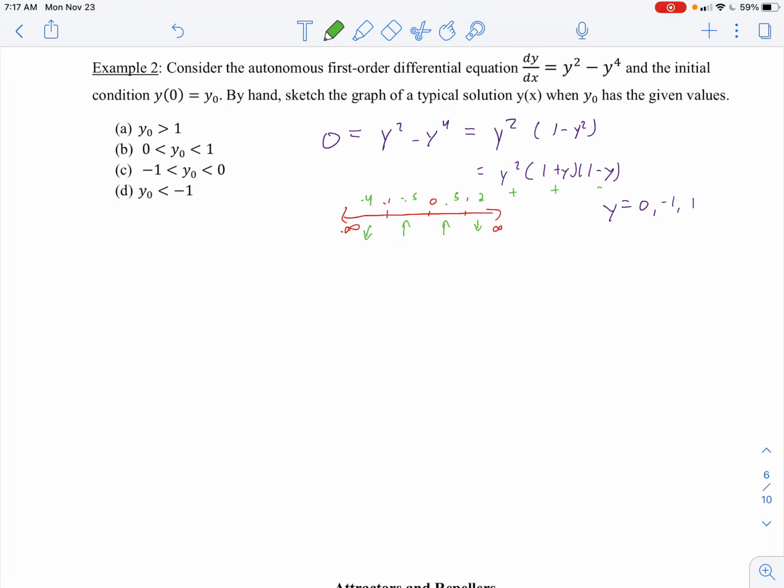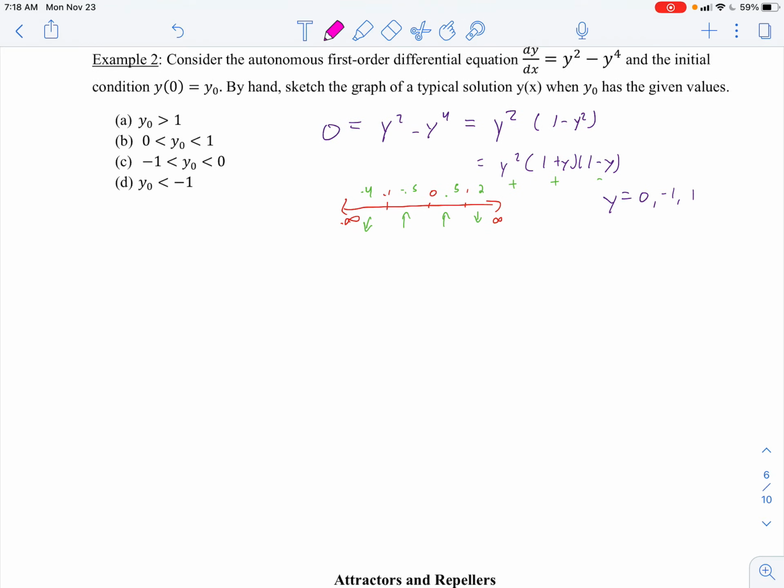It's best to see it. We drew it horizontally because that's what we're used to seeing, but really, because these are y's, we can draw this vertically.